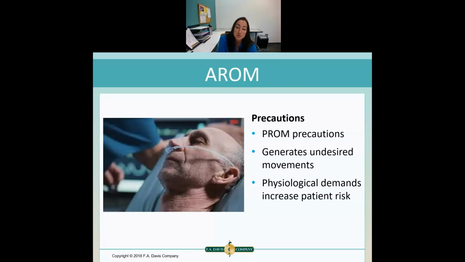Another precaution is if the physiological demand increases the patient's risk. I have this picture of a patient with a nasal cannula with oxygen going in through the nose. If somebody is already at such a low level of oxygen that their body is struggling to keep up, you don't want to add any active movement. The more movement you do, the more oxygen demand on the body, and if they're already in overload, you don't want to push them any further because it could actually deteriorate their condition.